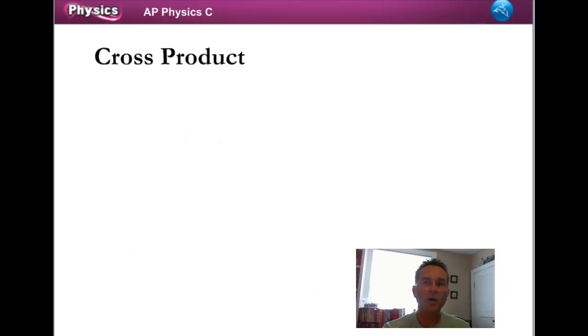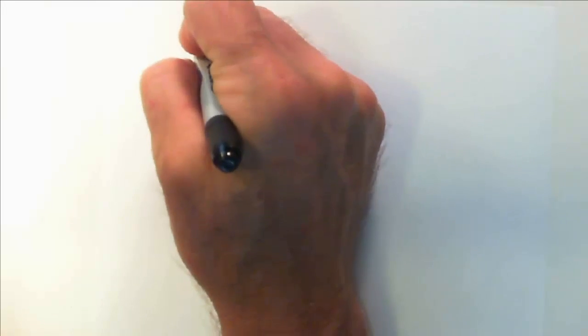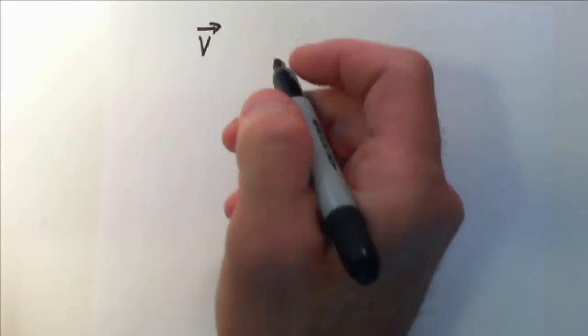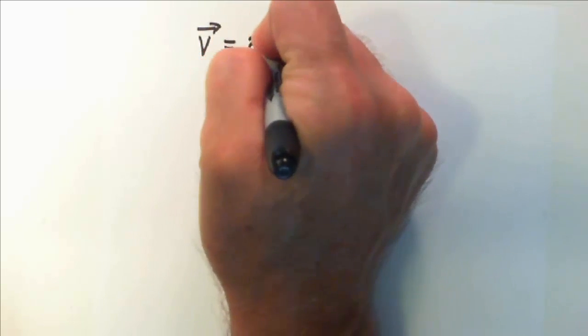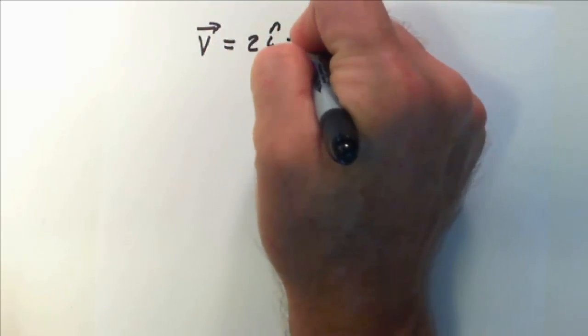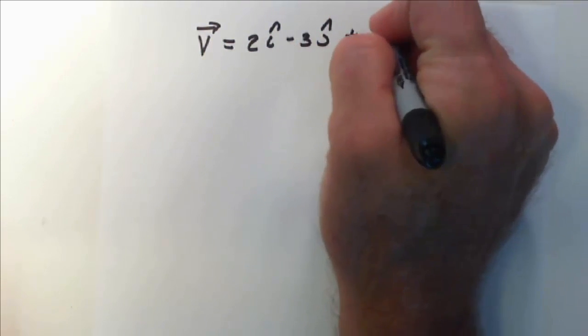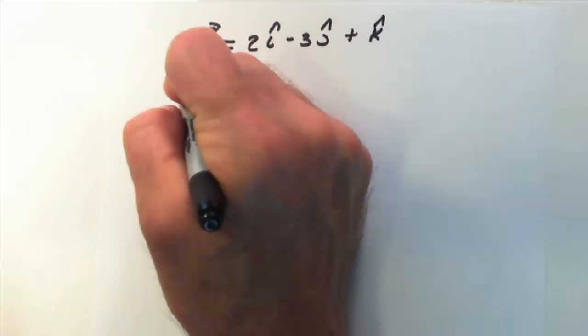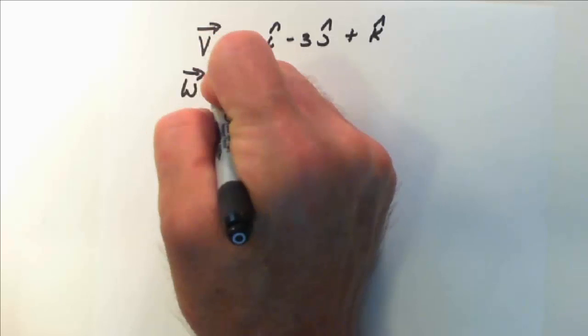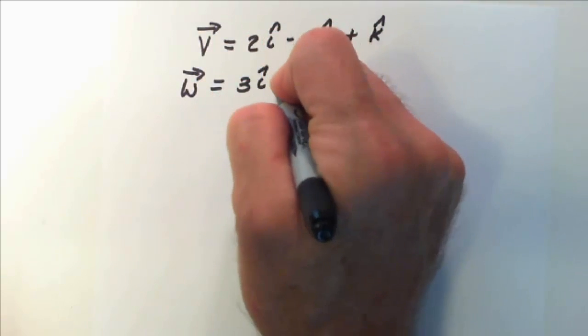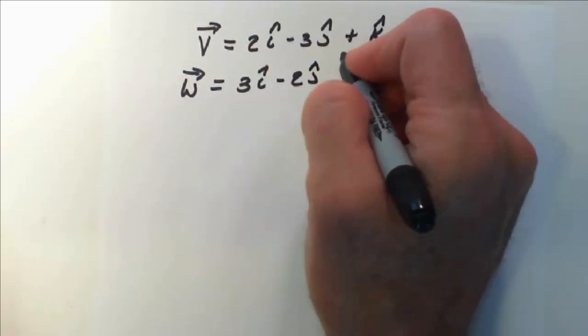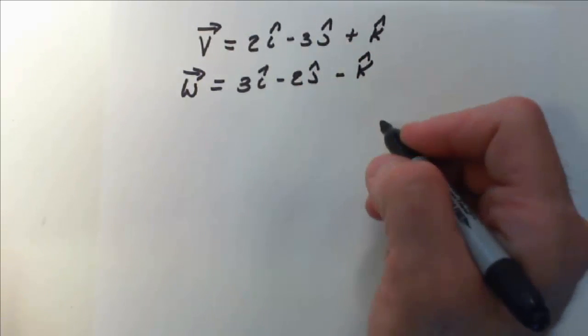Okay, in the following video, I'm going to show you how to calculate the cross product of two vectors using determinants. I want to go over the cross product of two vectors. Let's say we have vector V, and we'll define V as being 2i hat minus 3j hat plus k hat. And we'll have another one, we'll call it vector W, and we'll establish it as 3i hat minus 2j hat minus k hat.